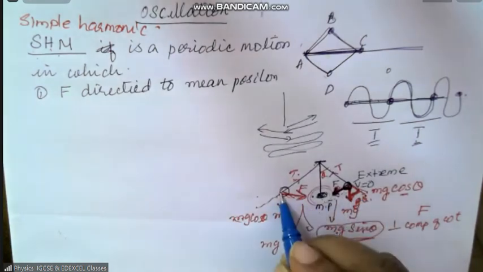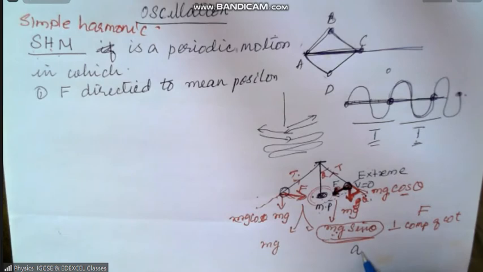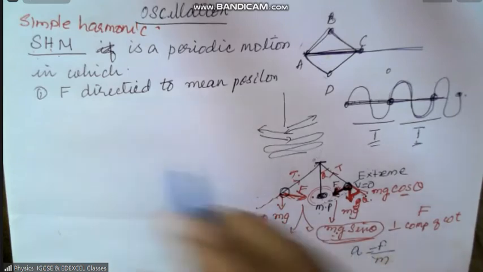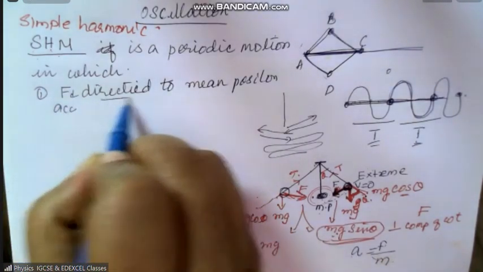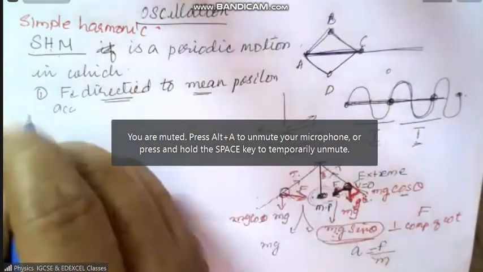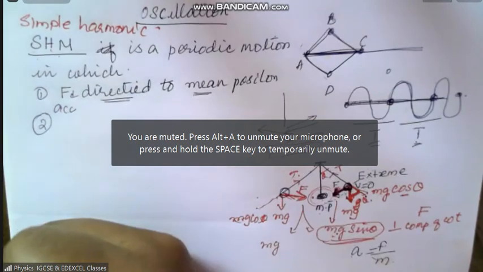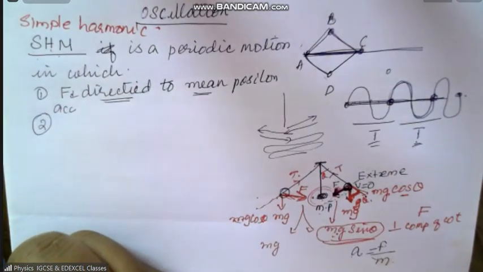If force is to the mean position, what about the acceleration? What is acceleration? Acceleration is equal to force by mass. Mass has no direction. If force is to the mean position, acceleration also will be to the mean position. So both force and acceleration should be directed to the mean position. Second condition. Okay, second condition. The acceleration.